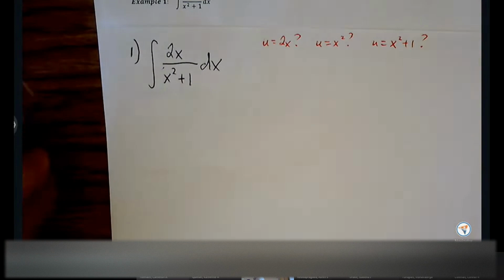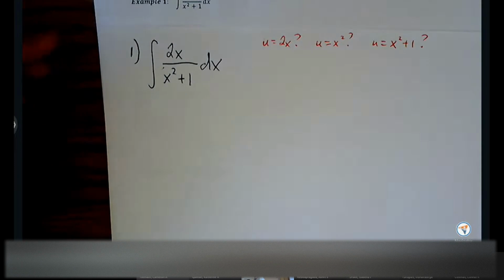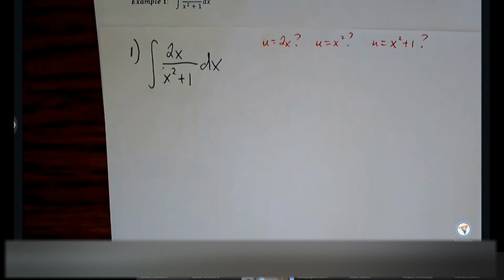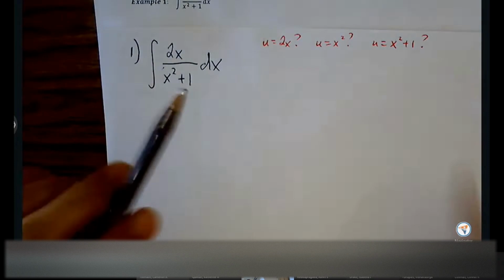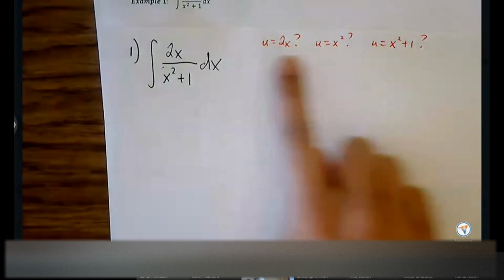If you had to guess, I don't expect you to guess everything right the first time, but let's just go through this process together. If you had to guess, what could be a good place to look for a possible u value? X squared plus 1. Okay, let's talk about why this is a better fit than the other two.